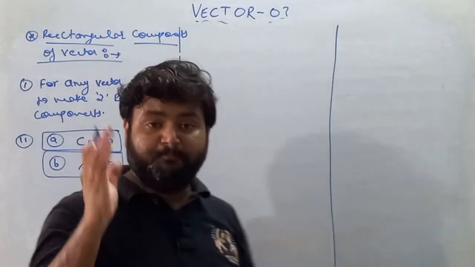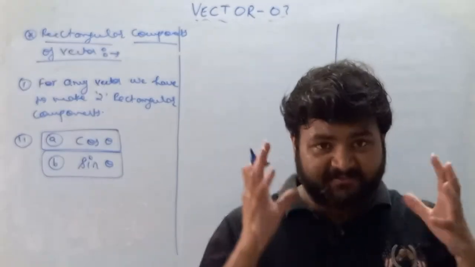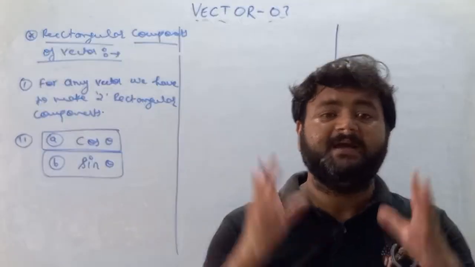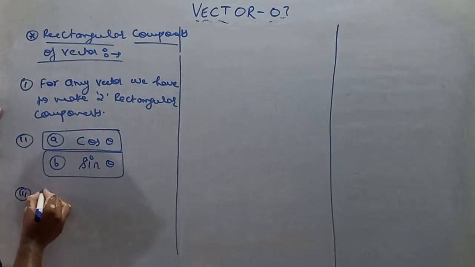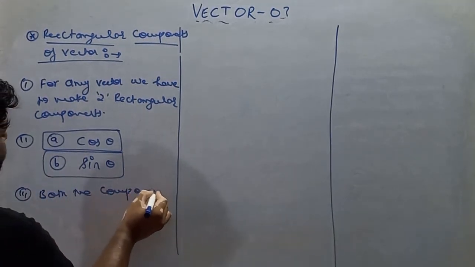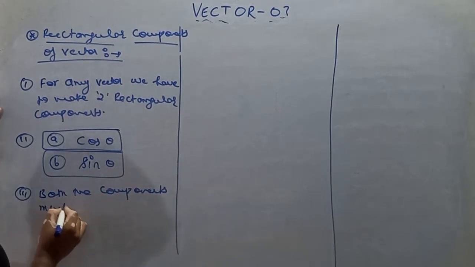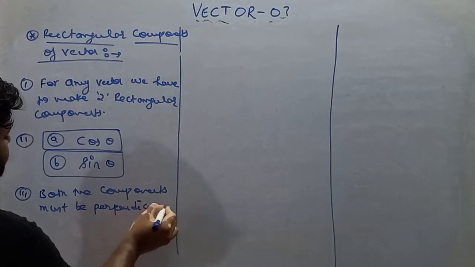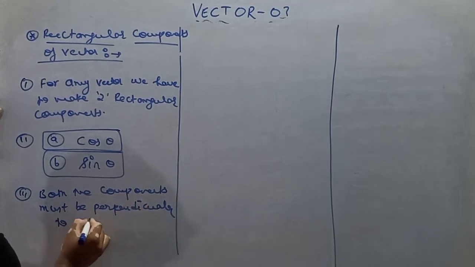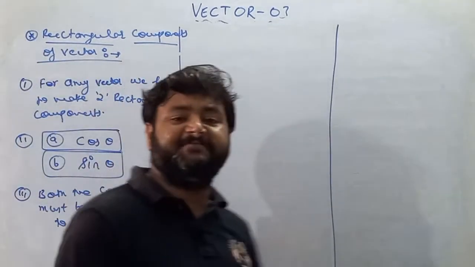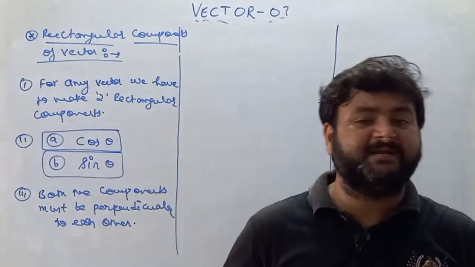Now next point, both these components are formed in such a manner that they both must be perpendicular to each other. I'll write third point, both the components must be perpendicular to each other. My dear student, remember this thing, that for any vector we form two rectangular components.